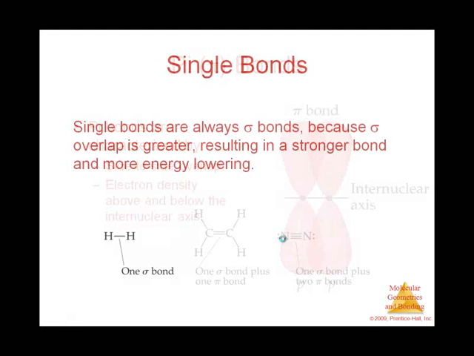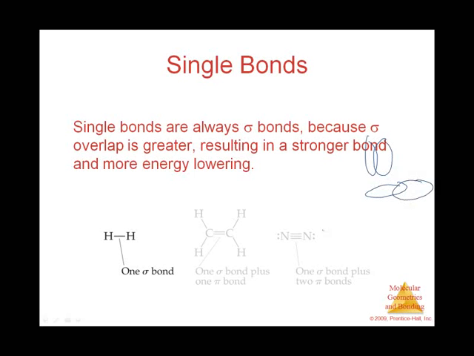Let's take another look. Single bonds are always sigma bonds because the sigma overlap is greater. Greater overlap with sigma bonds than you have with pi bonds. Because the pi bonds are overlapping side to side, you get less overlap than if you have this head-to-head. Sigma's head-to-head, pi is side to side. This is more overlap. More overlap, less overlap.